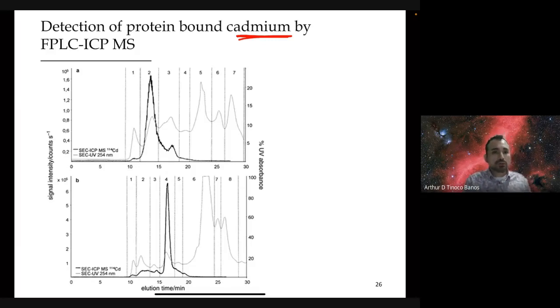So the traces that we're seeing here. The trace that's in gray, I'm not sure if you guys can necessarily see that, so I'm going to trace over it in red. Those traces that are in gray correspond to a UV detector, and that UV is at 254 nanometers.